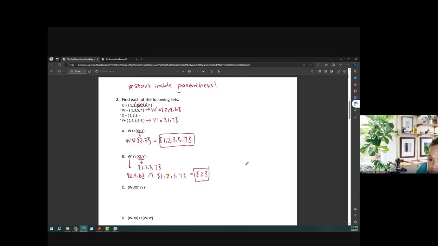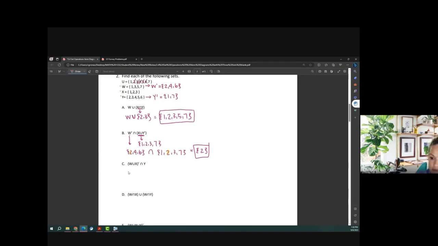Okay. On C, so same thing, we're starting inside of our parentheses. We are taking the union of W and X. Now, we do have a tick mark, but it is outside of our parentheses. So we're going to work inside of our parentheses first, and then we'll take that complement.